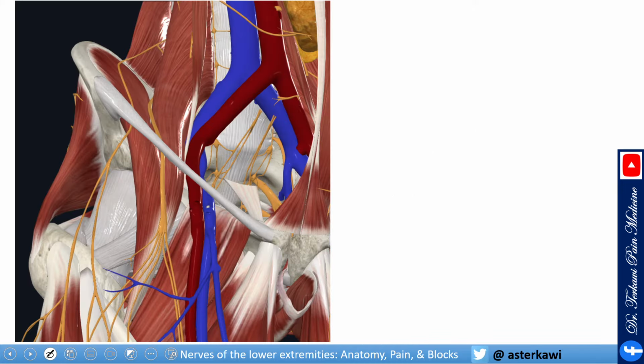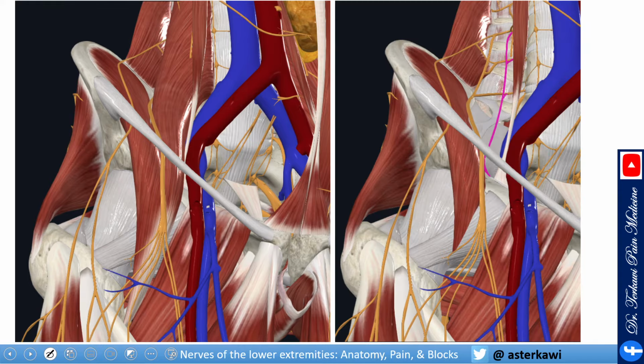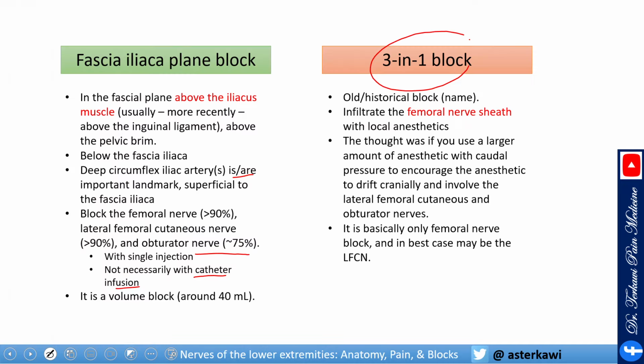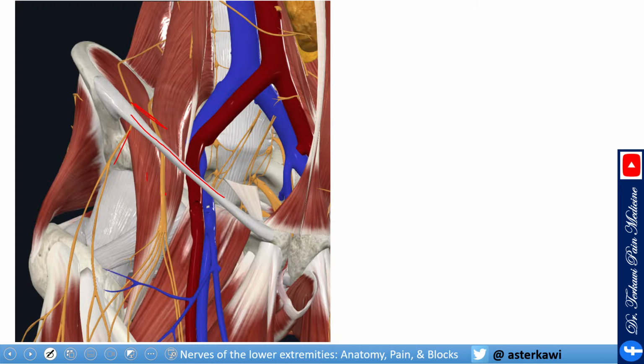So now to explain the concept of the fascia iliaca. So here is the inguinal ligament, right? Iliacus muscle. So you see here the lateral femoral cutaneous. So we are going here, and as I mentioned, you are going below the fascia iliaca, above the iliacus muscle, right? And you inject the medication. So the medication will spread here, right? The medication will spread here, and it makes sense it will cover the femoral and lateral femoral cutaneous.